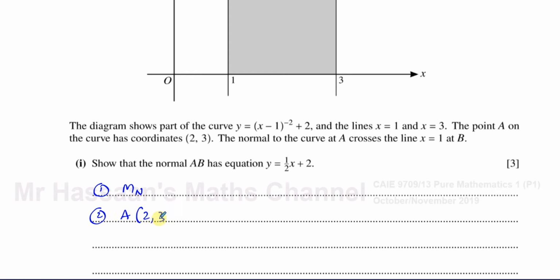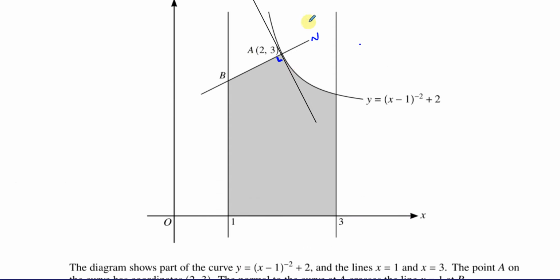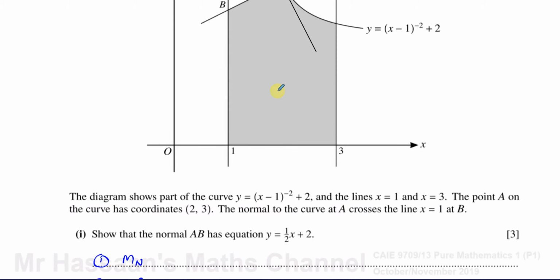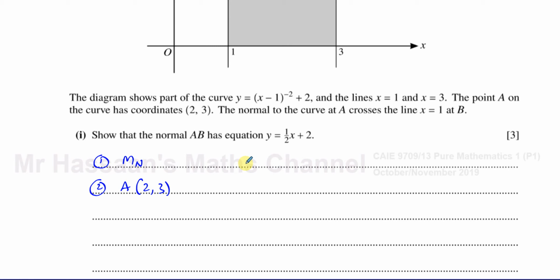We know that (2, 3) is on the tangent and the normal. The normal passes through the point A. So if we find the gradient of the normal, we can then easily find the equation of this line and show that it gives you this equation. Okay, so the first thing we need to do now is to find the gradient of the normal.